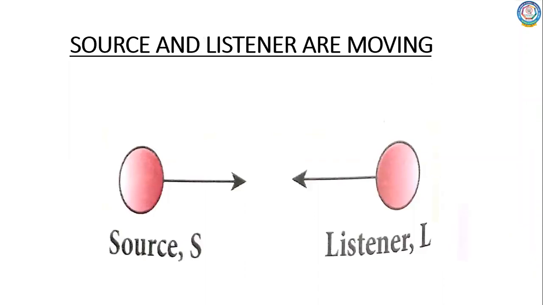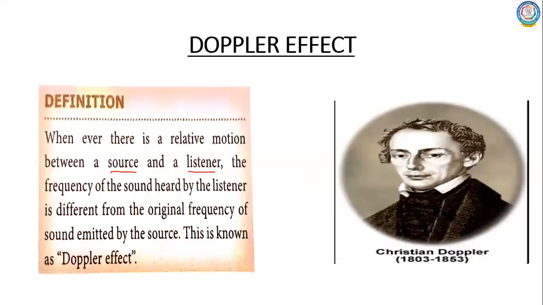To start with, source and listener are moving, and we are going to find out the apparent frequency. Apparent frequency means how the frequency is changing from the original frequency. Due to the relative motion between the source and the listener, the frequency is changing. The changed frequency is what we call the apparent frequency.